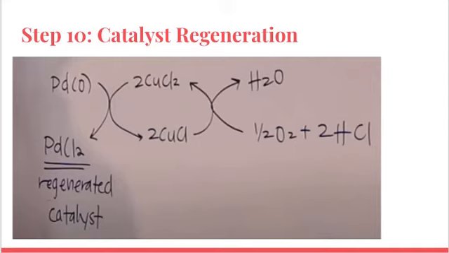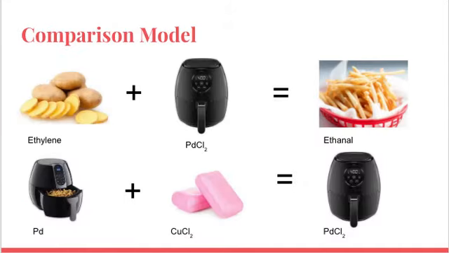So just a comparison model to clear that all up, you can think of potatoes being fried in an air fryer to make french fries, right? So ethylene, which is your terminal alkene, is represented by raw potatoes, your catalyst is your air fryer, PdCl2, and your desired product would be french fries, which is your ethanol. And that's the process in a nutshell, the most important parts anyway.